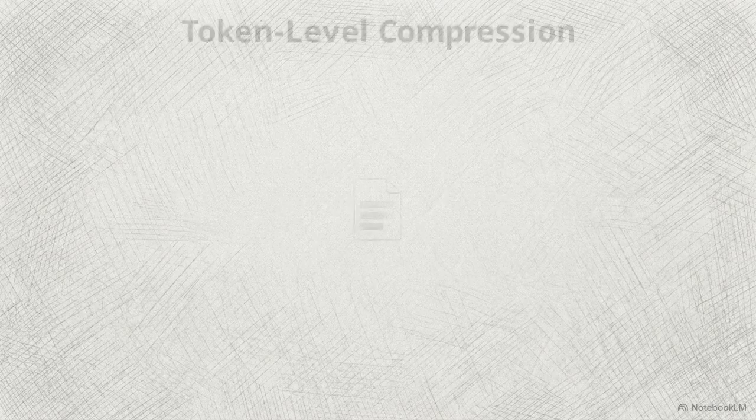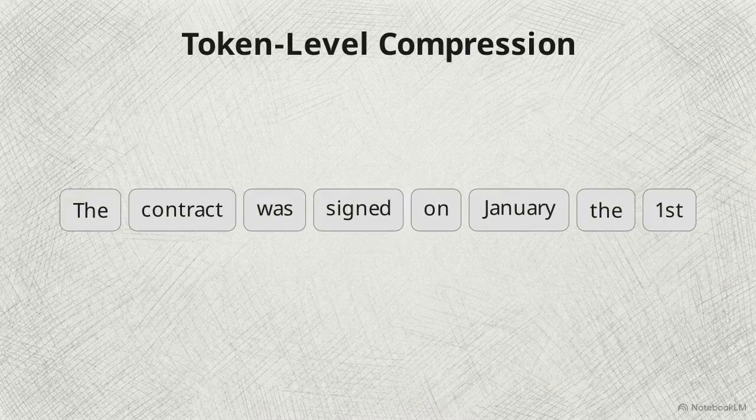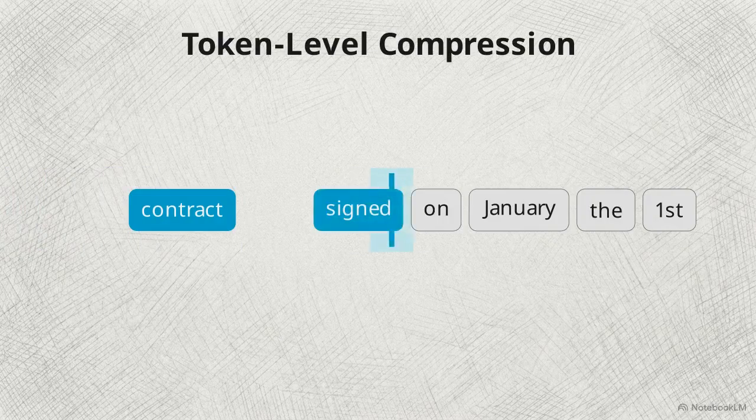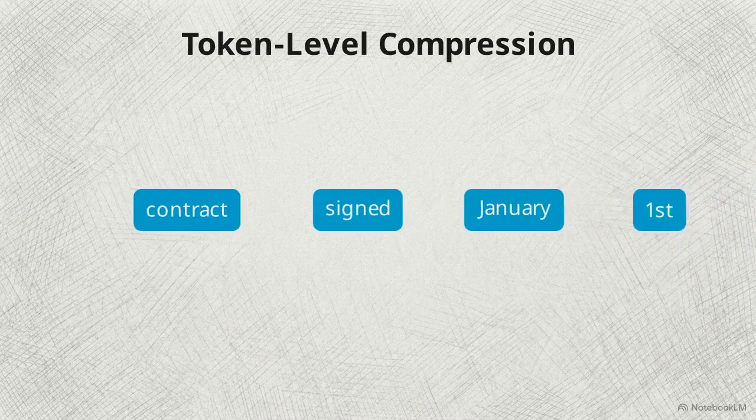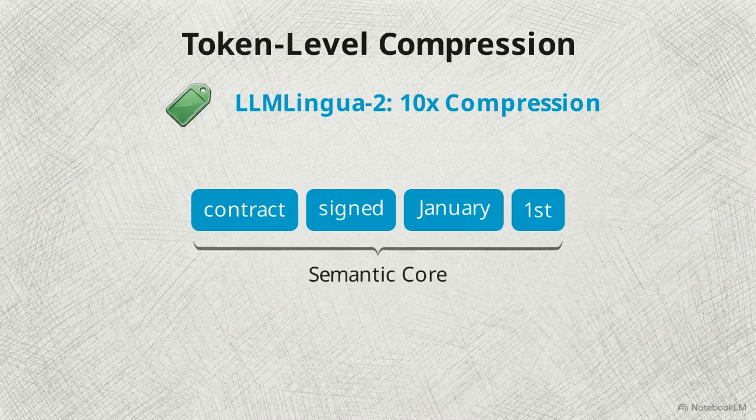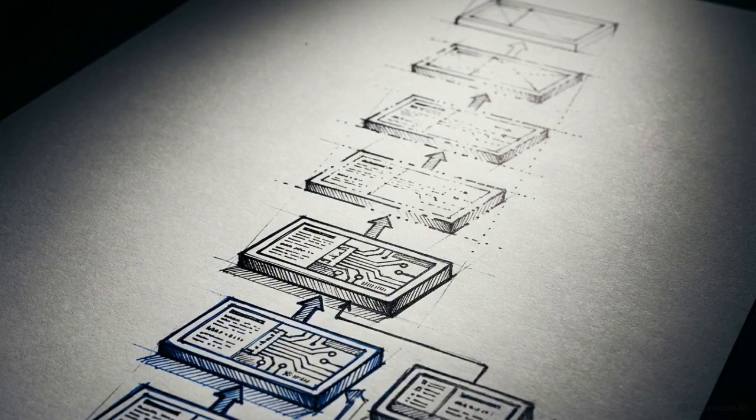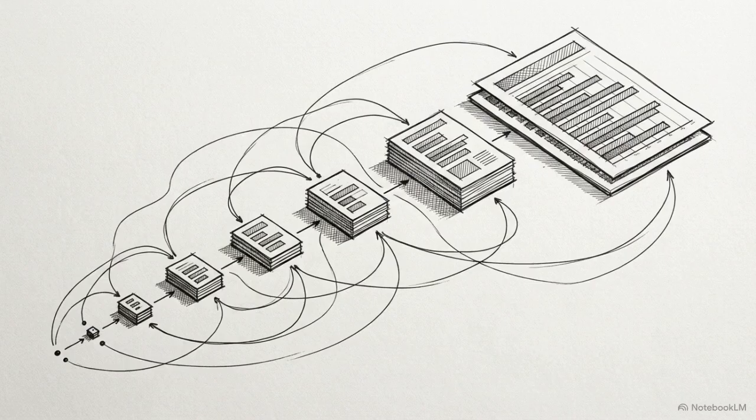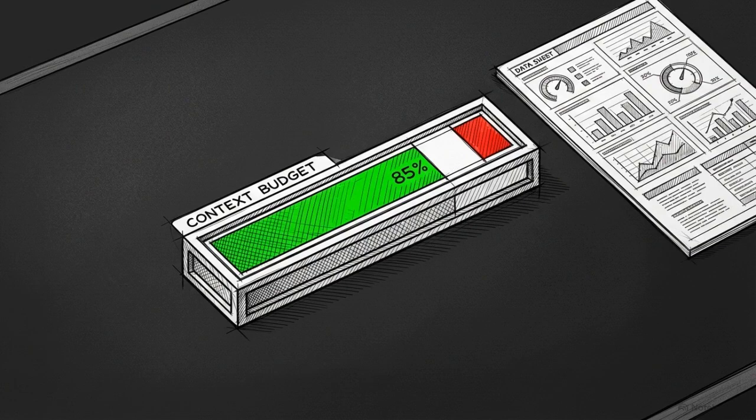We can also apply token-level compression. Tools like LLM Lingua 2 use models to identify and remove filler words and redundant phrases, achieving up to 10x compression while keeping the semantic core intact. These techniques are far more effective than basic sliding windows, which simply delete the oldest parts of a conversation to make room for new tokens. Hierarchical windowing solves this by keeping recent messages in full detail while progressively summarizing older history into bullet points or single paragraphs. Advanced compression ensures the system maintains document awareness without exceeding the token budget.